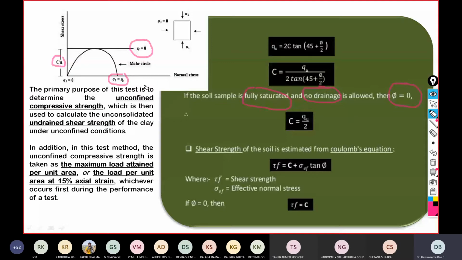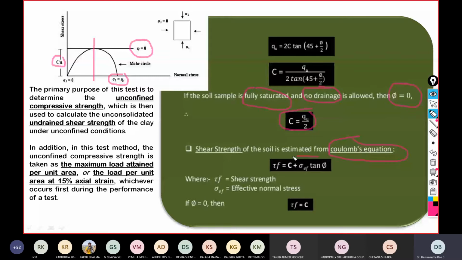And this is the diameter of the Mohr circle. And how to determine the Cu analytically? From this diagram, it is qu by 2, half of the qu. But to determine the shear strength of a soil, we use another equation that is called Coulomb's equation. So this I will discuss in the next class.